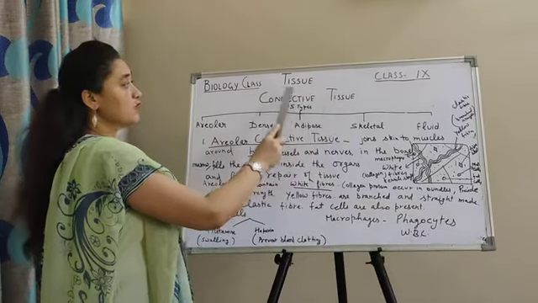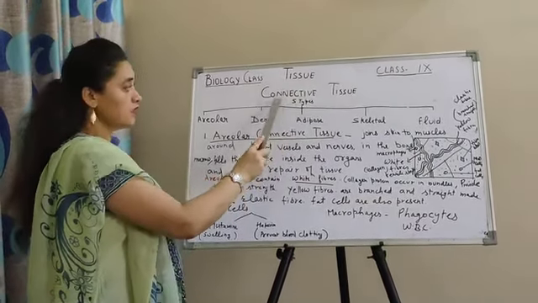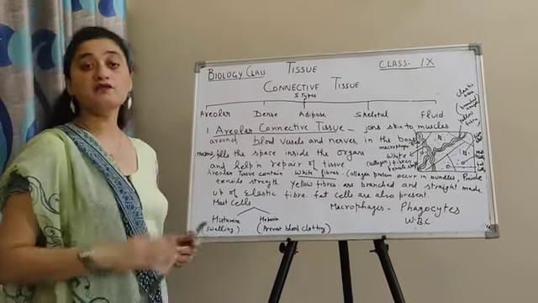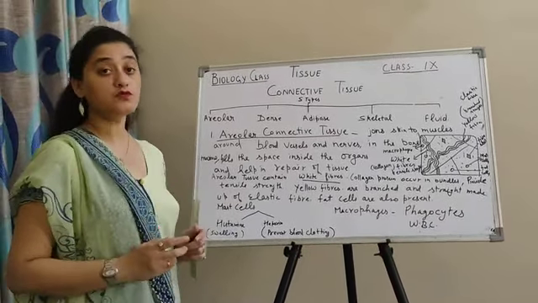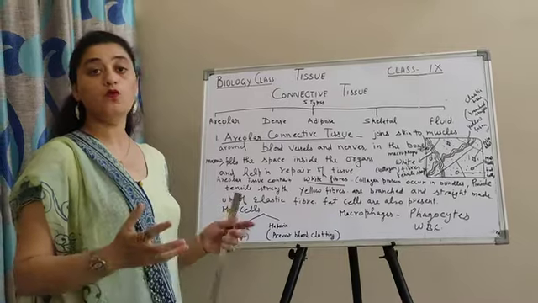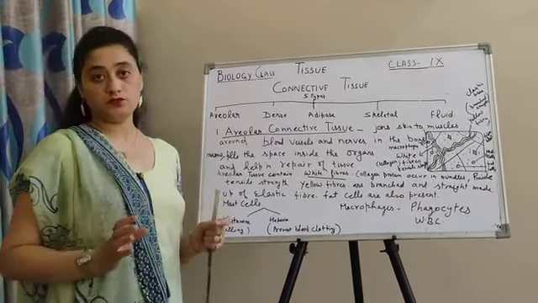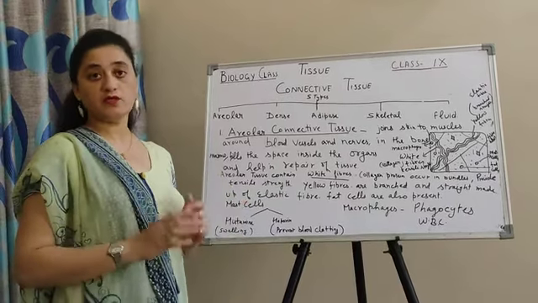We were studying about the types of animal tissue. It is the second type, connective tissue. Connective, as the name indicates, means to connect, to hold together. It is the most diversified tissue. सबसे ज़्यादा वैरायटी होती है connective tissue.